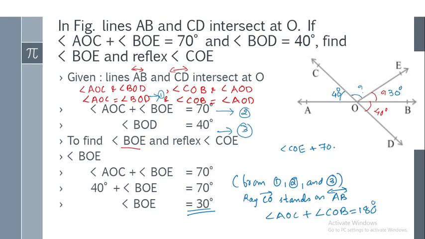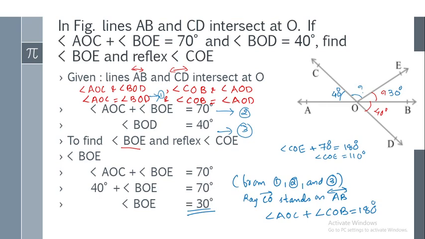So you got angle COE. Angle COE is equal to 180 minus 70 degrees, that is equal to 110 degrees, ma'am. So she got angle COE to be 110 degrees. Then what about reflex angle COE? For reflex angle, we should subtract the angle from 360 degrees, ma'am. 360 minus 110 degrees is equal to 250 degrees. So the reflex angle COE is equal to 250 degrees.